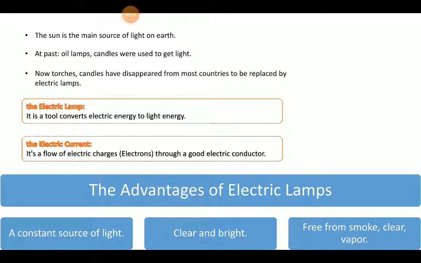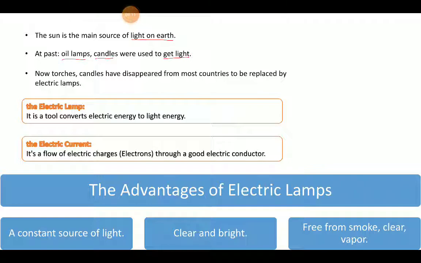So as we said, the sun is the main source of light on earth. Oil lamps and candles were used to get light before, but now torches and candles have disappeared from most countries to be replaced by electric lamps. In this lesson, we will talk about the electric lamps and the electric circuits.